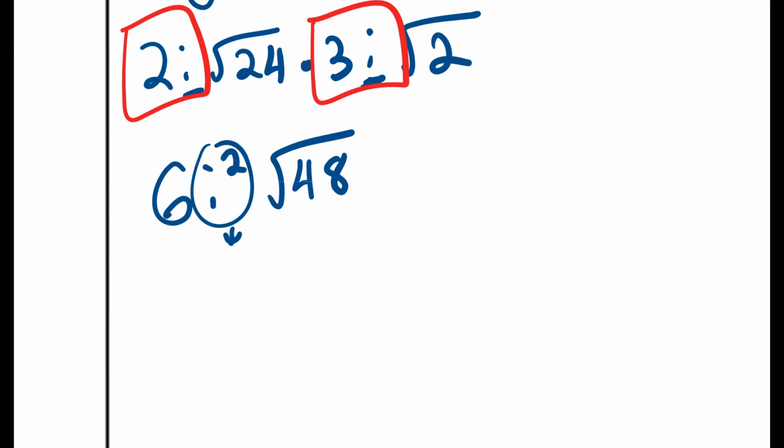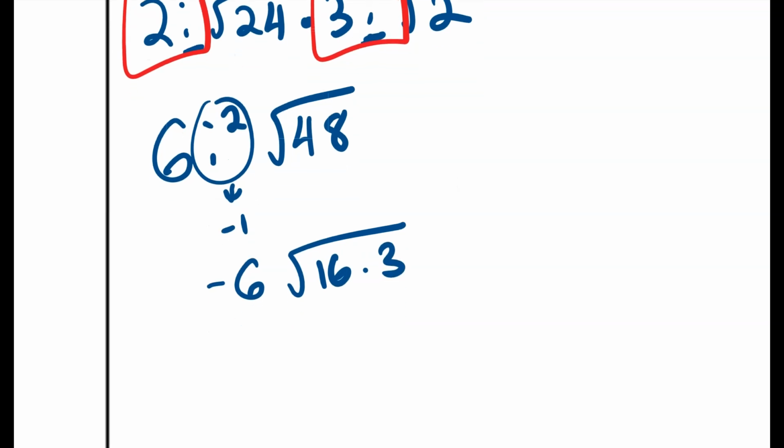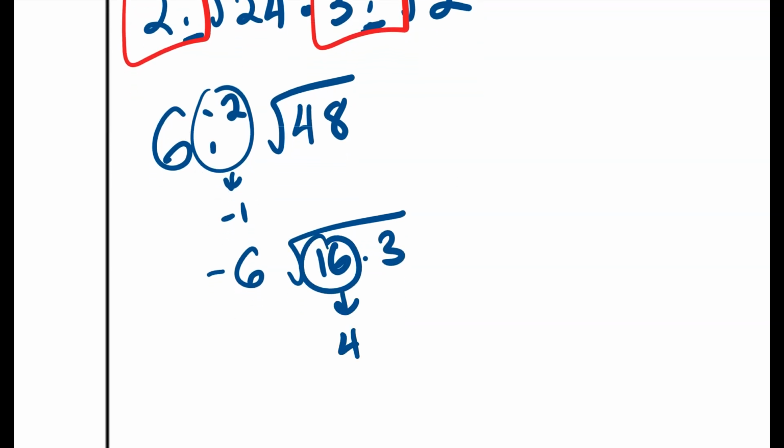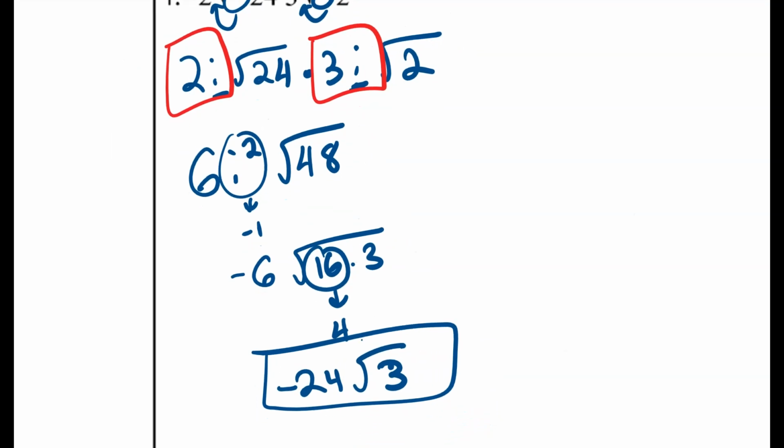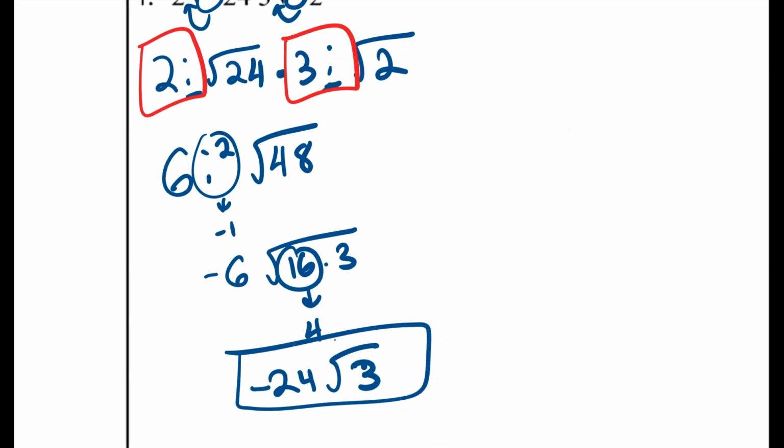Remember from before, i squared just simplifies to negative 1, so my coefficient out here is just negative 6 when I multiply the two. 48 breaks down into 16 and 3, and I take the 16 out as a 4. So when I multiply the 4 to the negative 6, I'm left with negative 24 times radical 3. So even though you were multiplying two imaginary numbers here, all you were left with was a real number, because when you multiply the two imaginary, the i squared's reduced to negative 1. So just keep that in mind.